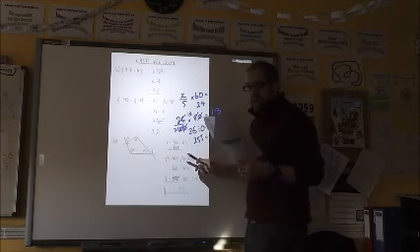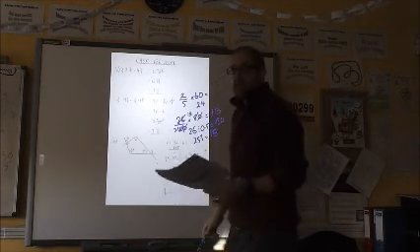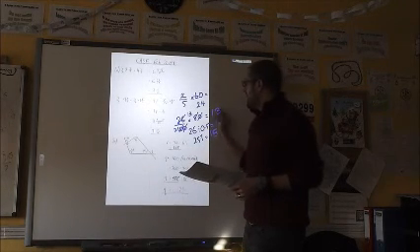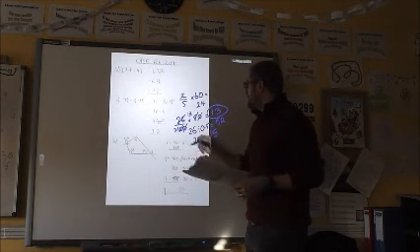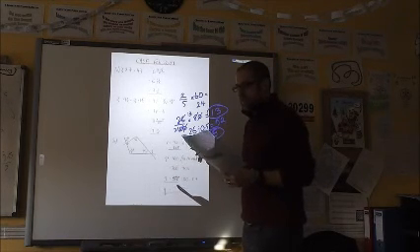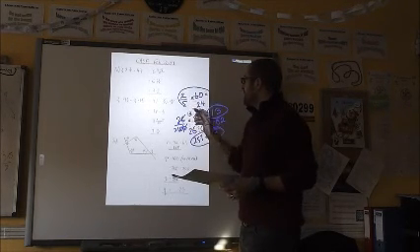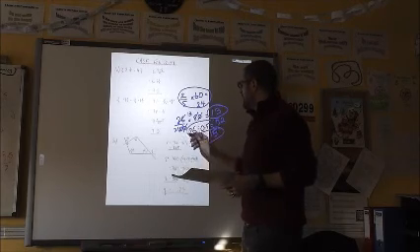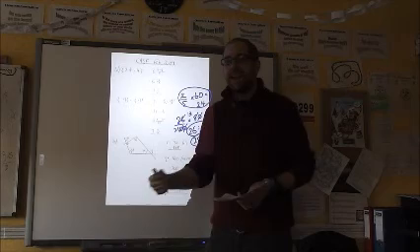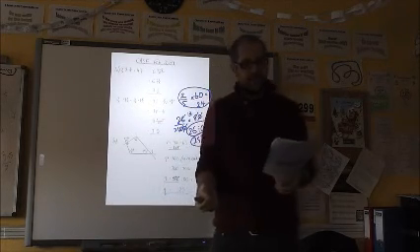So in order of size, in ascending order, so you start with the smallest, is 26%, followed by 25% of 60, followed by 2/5 of 60, followed by 26 divided by half. Remember, when you divide by less than 1, it gets bigger.